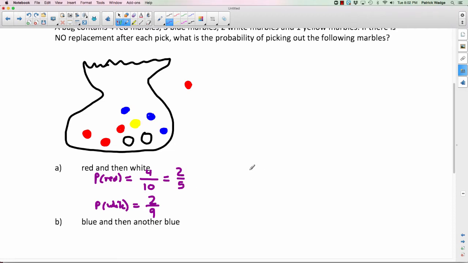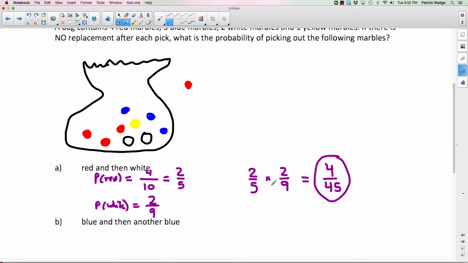Okay, so what we want to know is what's the probability of getting a red one, which had a 2 in 5 probability, and then getting a white one, which had a 2 in 9 probability. Do you remember from last time what to do when you have 2 events and you want to know the probability of both of them? You multiply. We multiply those together and we get 4 out of 45. That's already in lowest terms.